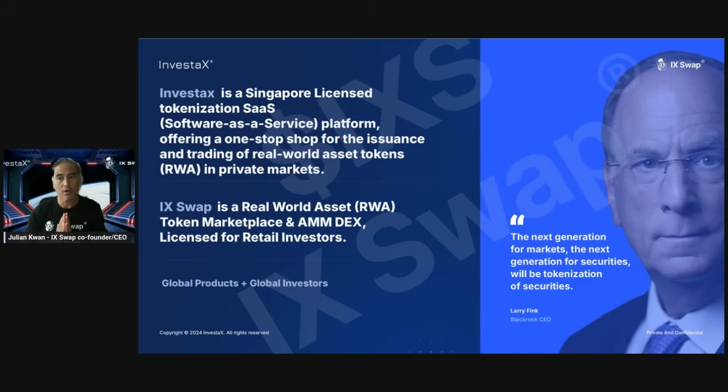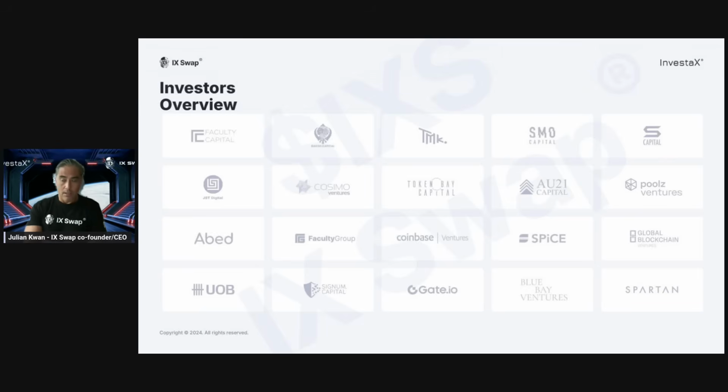IXSwap's a sister platform. We call it the Uniswap of real-world asset tokens. It was built as a DEX for secondary trading, and differentiating itself from Uniswap, it actually has broker-dealer and crypto licenses, so it can legally do pools and legally do trades of real-world asset tokens, equity tokens, which Uniswap can't do. And we also got completely licensed up and has a launch pad and a whole bunch of other services out of Bahamas. And these are some of the amazing companies that are backing us.